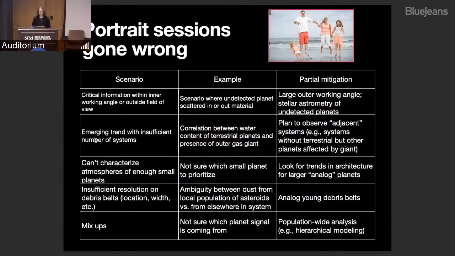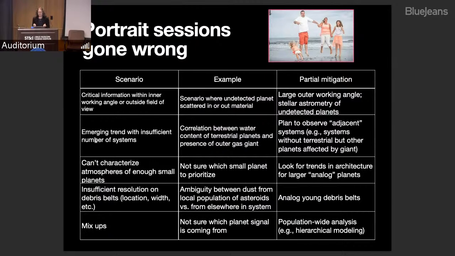All right, so I took some time to think about how a portrait session could go wrong, both in preparation for our family camp portrait, but also for this talk. So one situation that I could think of is that we might have critical information within the inner working angle or outside the field of view as we're trying to interpret the system. For example, we might have a scenario where there's a planet that we're not detecting that we think may have scattered in or out material that has a really important influence on the composition of the planets that we see, but we can't detect that planet. So how can we try to mitigate this situation?